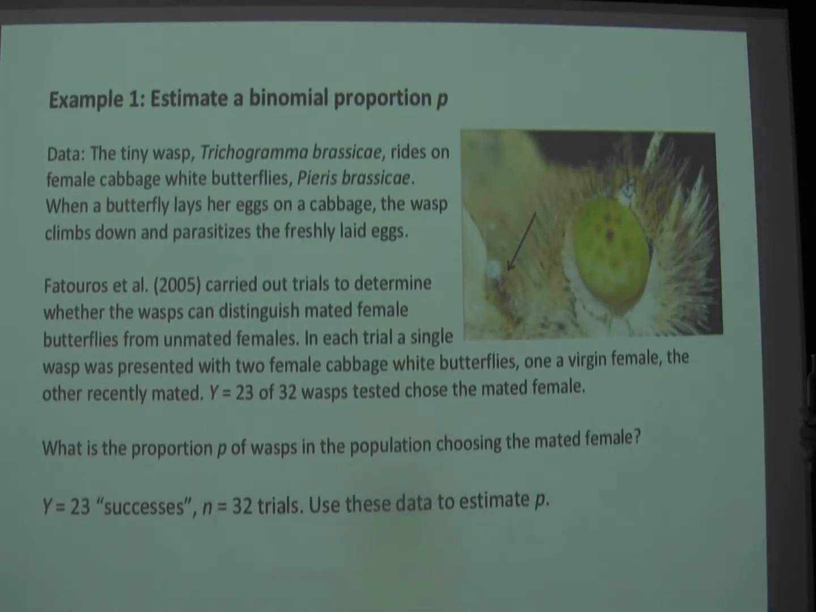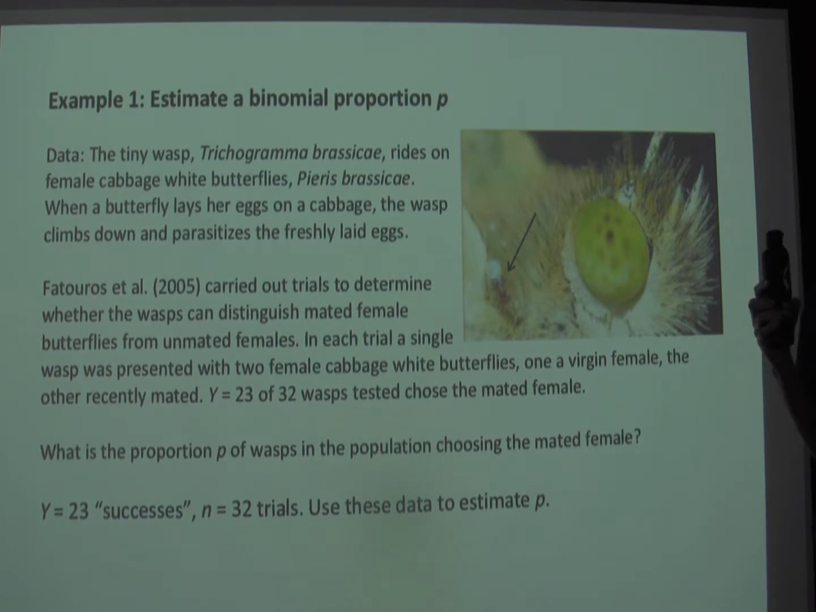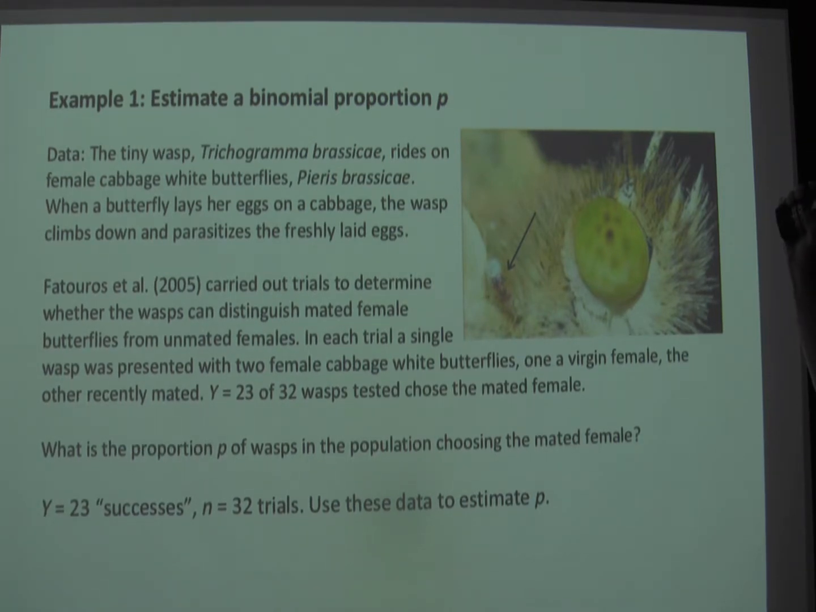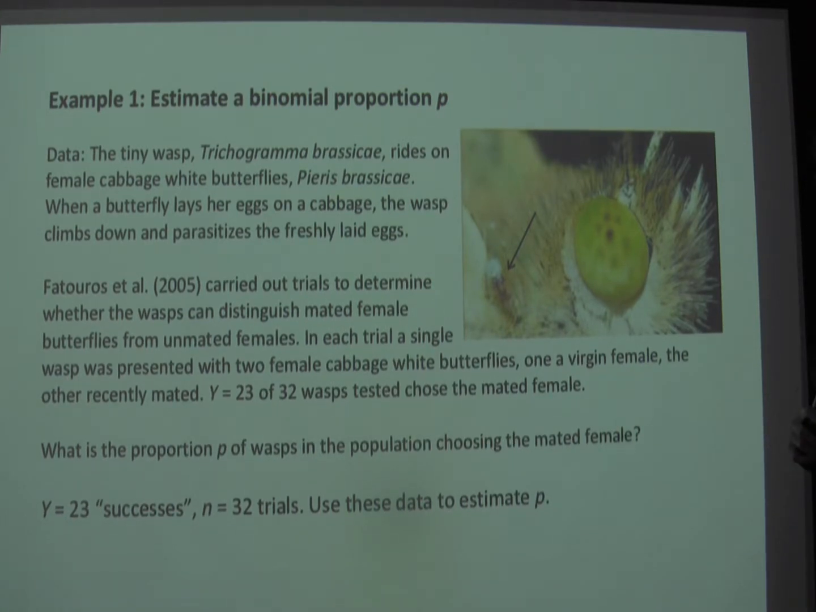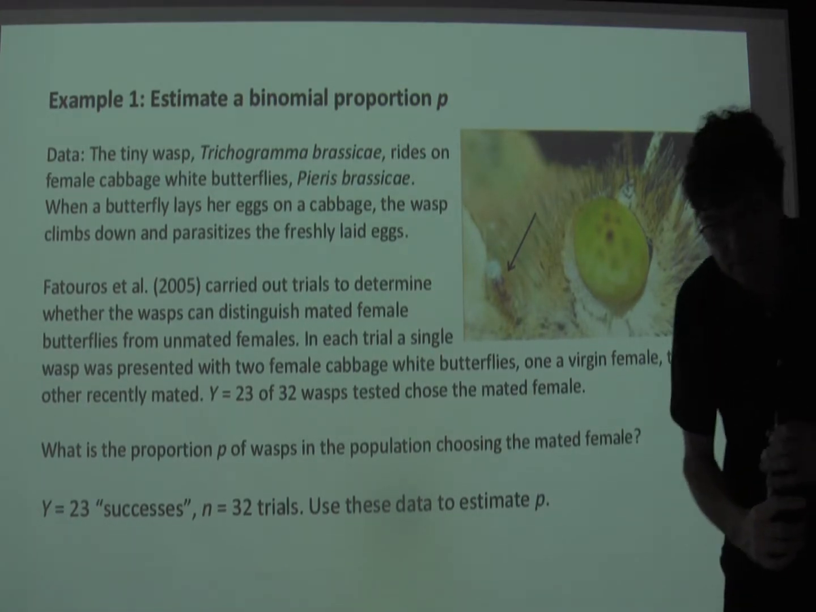So I want to take the idea of likelihood and show how it works in practice. And I'm going to do it with a relatively familiar case, a proportion, in a simple choice trial, where an animal is provided with only two choices, and we record basically the number of successes. And then we'll use likelihood to estimate the proportion of successes in the population.